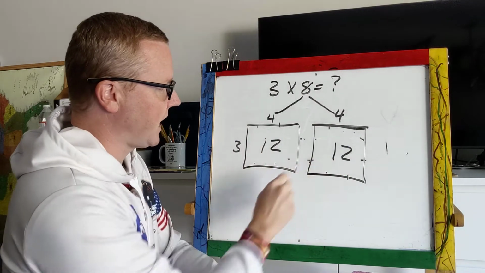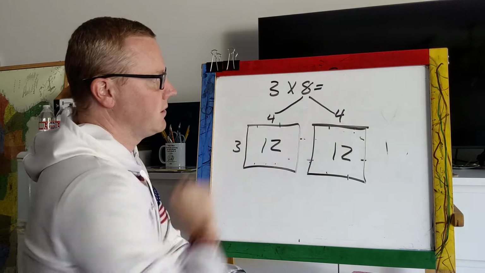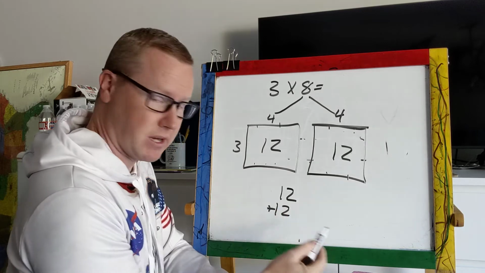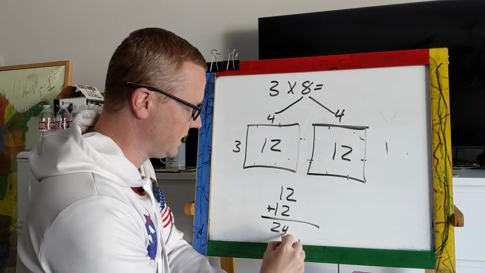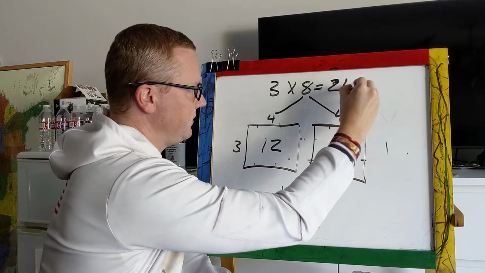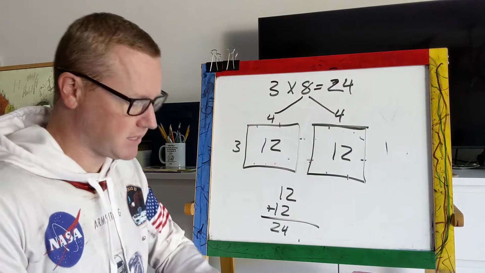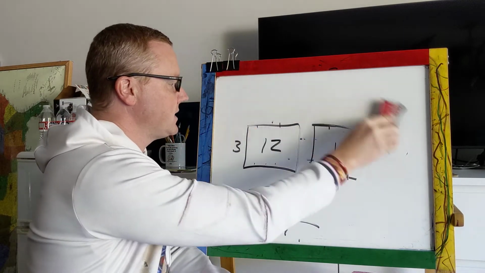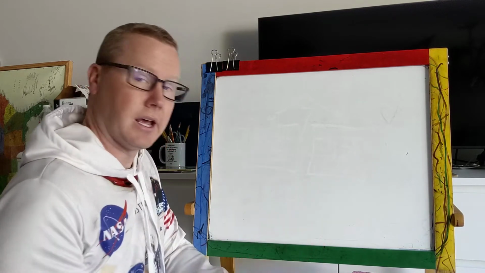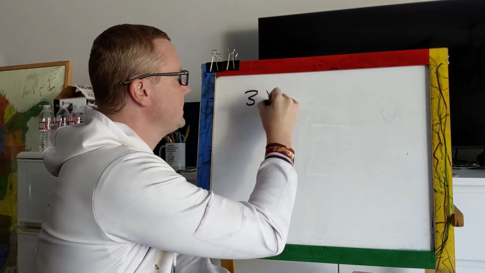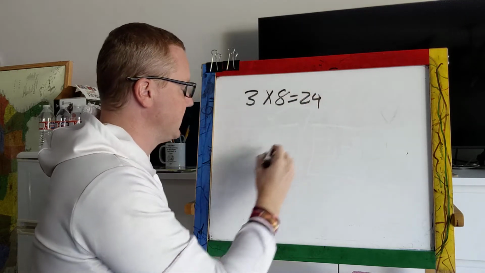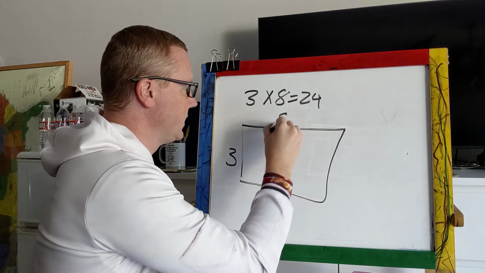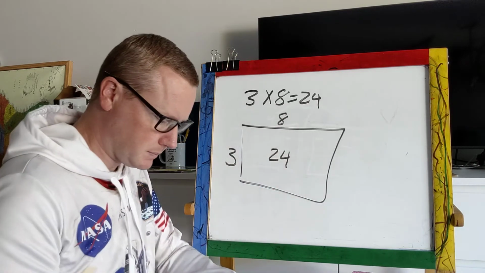So now all I need to do is add my insides to get what 3 times 8 is. So 12 plus 12. Some of you probably got it before me already. 12 plus 12 is 24. So 3 times 8 is 24. Let's look at that again. I'm going to draw it out now as one single area model. 3 times 8 equals 24 is what we said. And I'm going to draw that out. And I have my 3, my 8, and my 24.